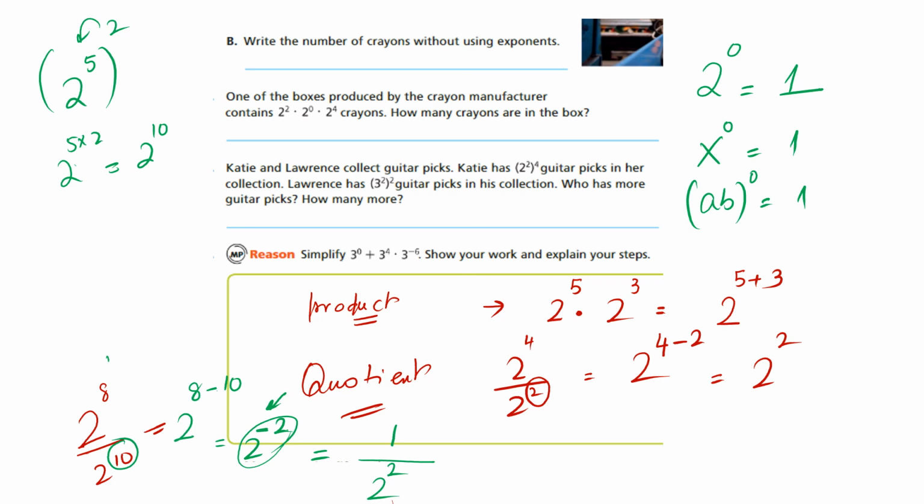Last thing we studied: if you have two numbers with some power outside, this power you write with the first number and with the second number one by one. So 2 has a power 4 and 3 has a power 4.